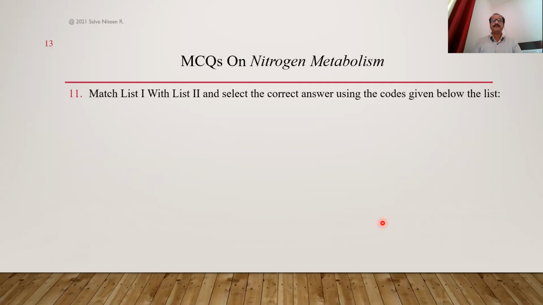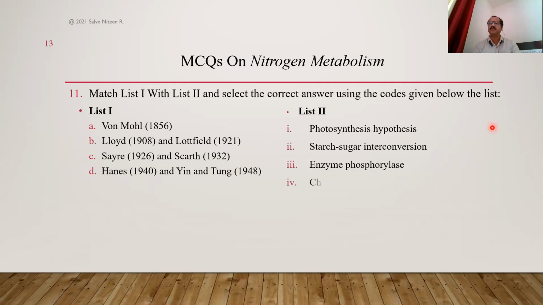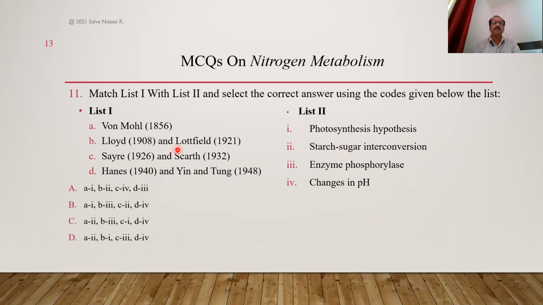Okay, matching type question: match list 1 with list 2 and select the correct answer using the codes given below the list. This is the first list, name of the scientist, and this is the second list, historical development that occurred in the stomatal movement. You have to match list 1 with list 2. Von Moll in 1856 was the first scientist who observed that stomata become open during daytime. Nowadays, everybody knows that stomata are open in daytime and closed during nighttime, but von Moll observed it for the first time.